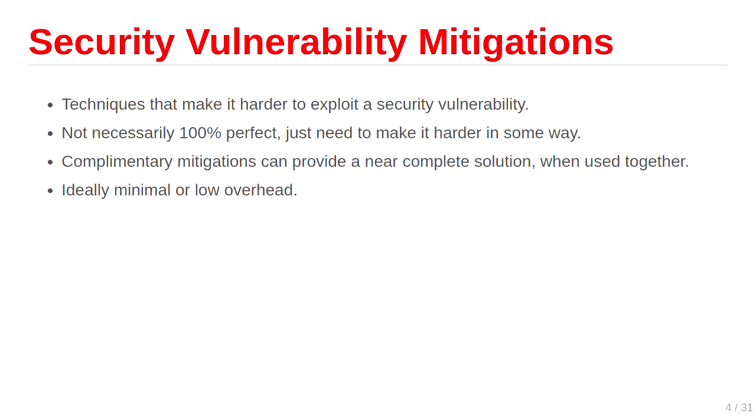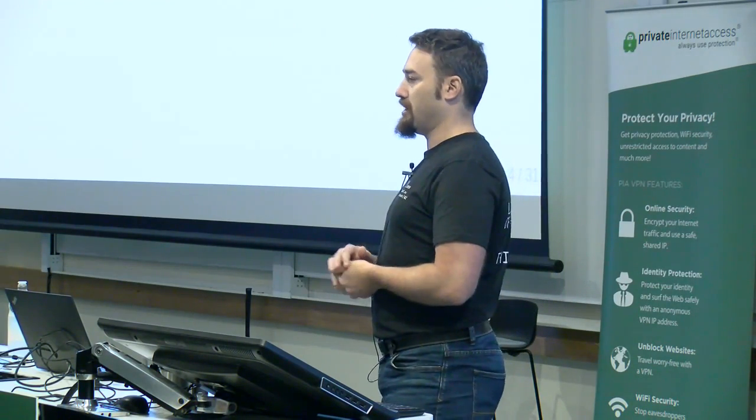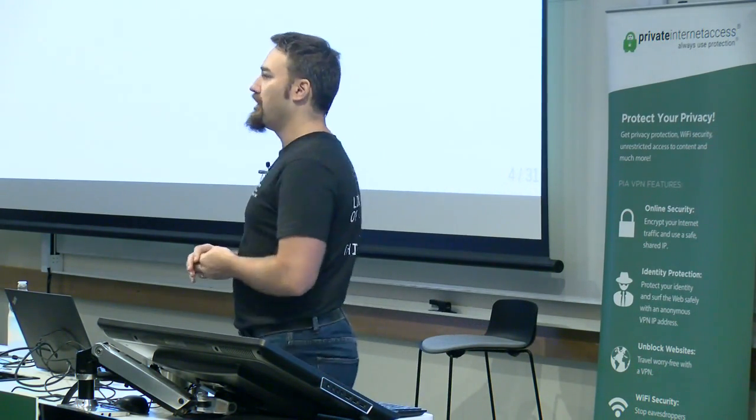Ideally, we can have a bunch of complementary mitigations. So we can have things which make it harder in one direction. We can make something which makes it harder in a different direction. And then we can use these together. And particularly if we pick a pair that happen to essentially overlap or provide complementary functionality, we can end up with something which is a near complete solution. And ideally, they'll have minimal or low overhead. There are a lot of mitigations around where we can make things really difficult, but the cost of doing so is prohibitively expensive. So again, we're looking for things that not only raise the bar and make it harder, but hopefully are also relatively cheap.